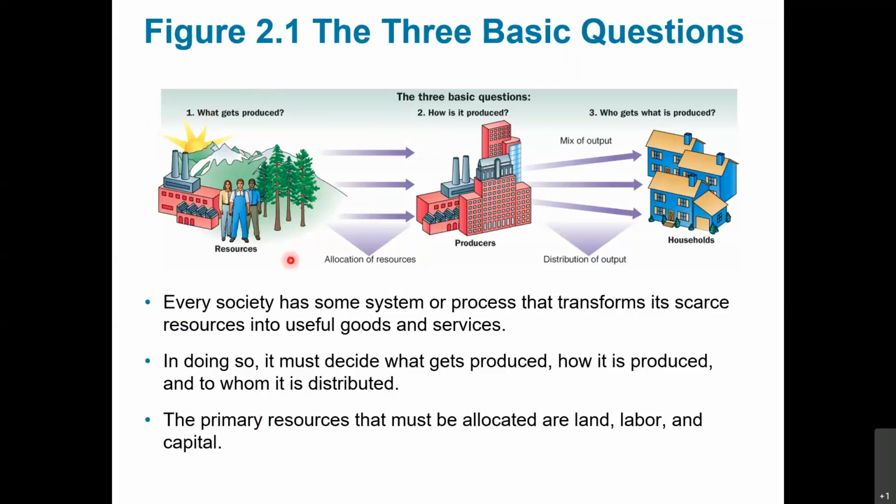So you've got to make the correct quantities of stuff. If you make too much or too little, your economy is not efficient. How do you make it? You can make it well, or you can make it badly. If you make it badly, you're not efficient. And then who gets what's produced? Even if you make the correct quantity of stuff, even if you make that stuff well, if you get the stuff to the wrong place, you've got a problem.